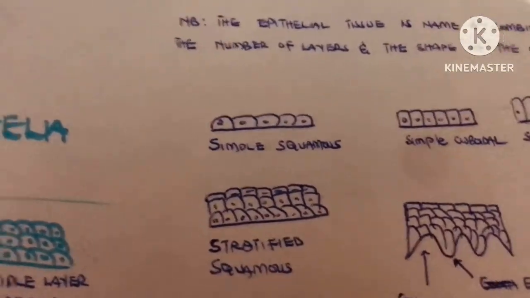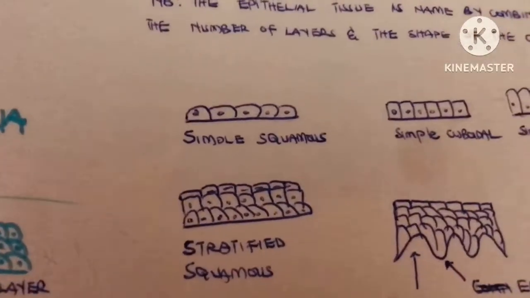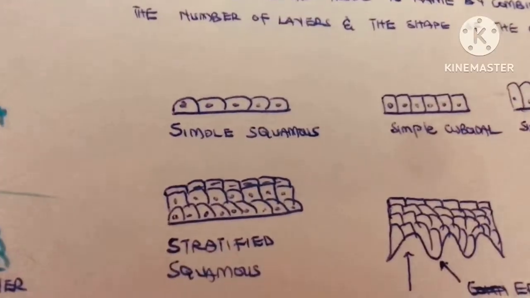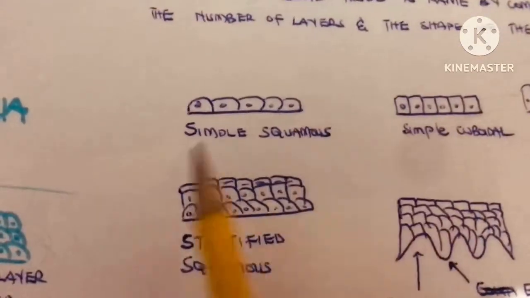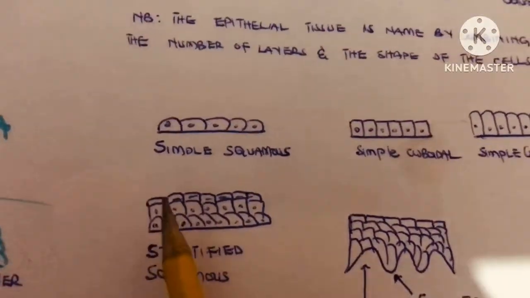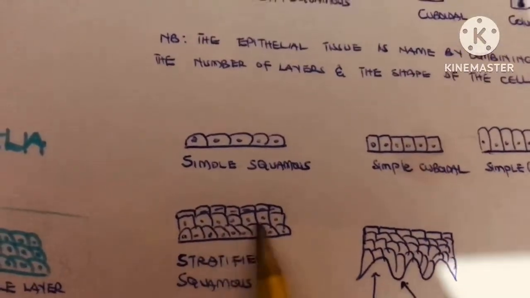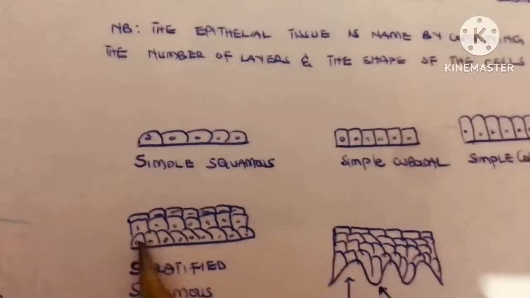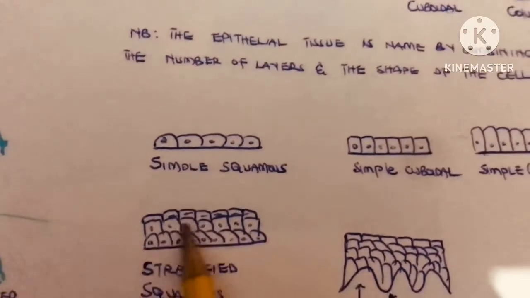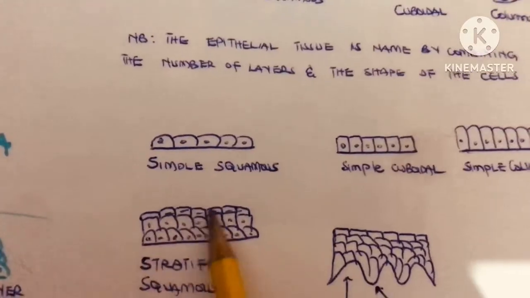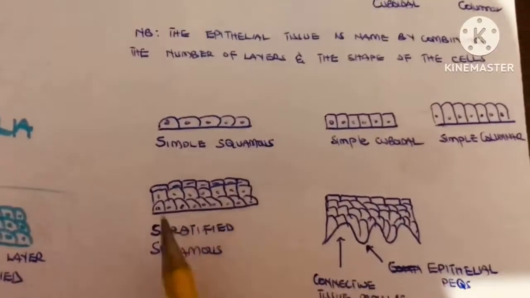But when you look at stratified squamous, you see that it is made up of multiple layers of cells. And how will you know whether this is cuboidal, squamous or columnar? You can know that by looking at the topmost part. If the topmost cells are squamous, that stratified epithelial tissue will be squamous. For example, consider this: the basal side is columnar, this is cuboidal, but the topmost cells are flat. So this will be squamous and it is stratified. So this will be stratified squamous epithelial tissue.